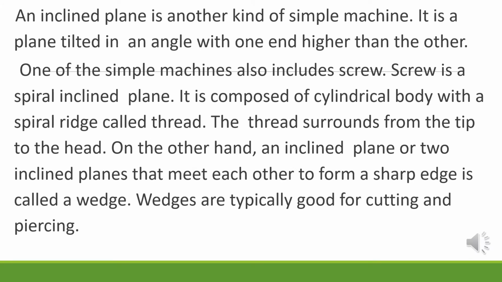An inclined plane is another kind of simple machine. It is a plane tilted at an angle with one end higher than the other. One of the simple machines also includes screw. A screw is a spiral inclined plane. It is composed of a cylindrical body with a spiral ridge called thread. The thread surrounds from the tip to the head.